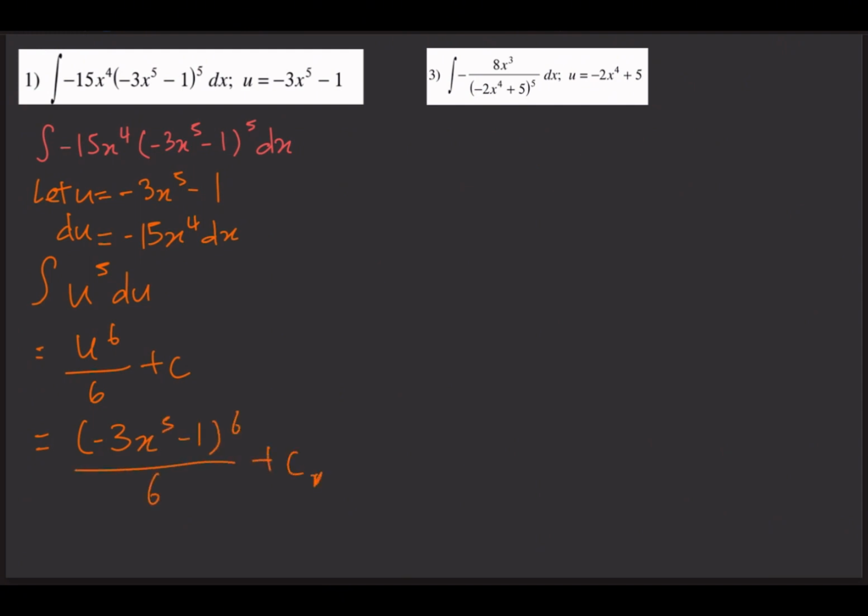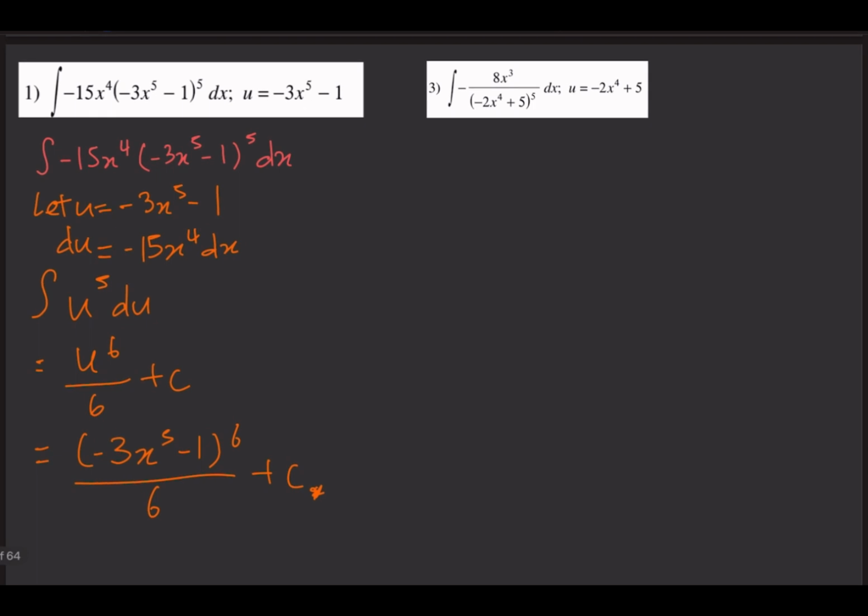Plus c. And that is your final answer for this question. Okay, now let us move on to the third question. Now, this is a lot more heavy, right? But don't worry, we will be able to solve it. So, the integral of negative 8x^3 divided by (negative 2x^4 plus 5) to the power 5 dx.